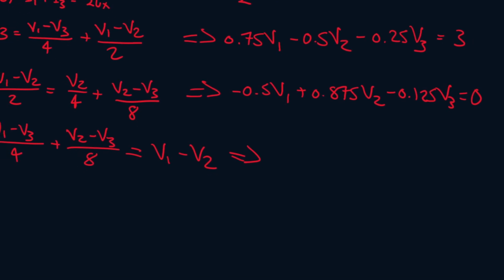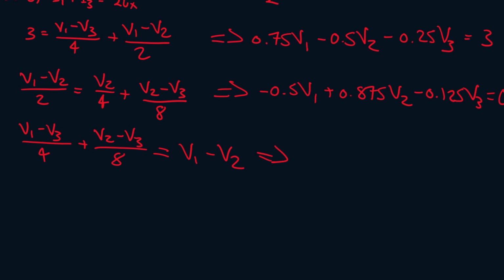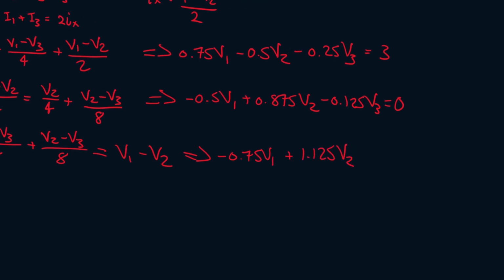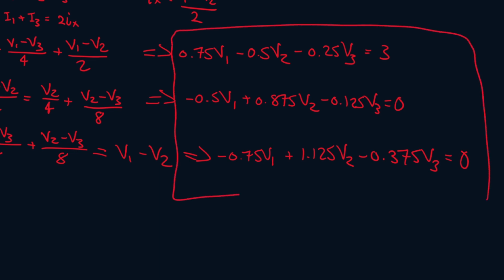The last one, okay, let's bring this portion to the other side. So it will be minus 0.75 V1 plus 1.125 V2 minus 0.375 V3 equals 0. Okay, now we have this giant thing.